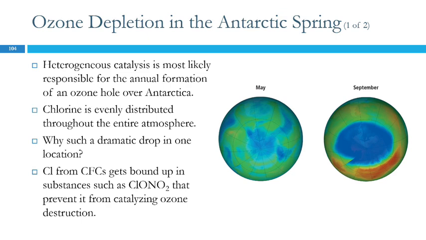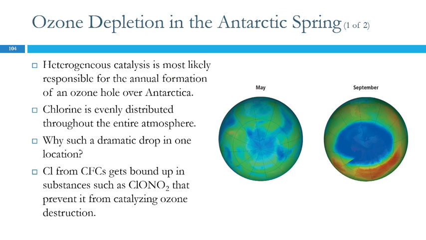There is a big old hole in the ozone that appears over Antarctica every year, and then it disappears again. Next year, it shows up and disappears. Heterogeneous catalysis is most likely responsible for the formation of that. Say most likely, right? Because we can't prove it.